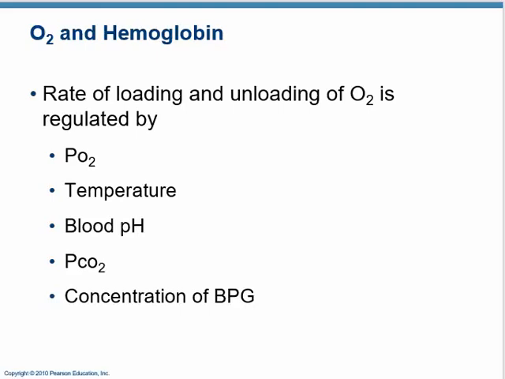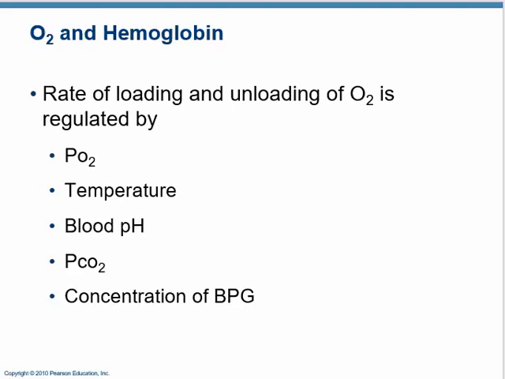The partial pressure of CO2 works the opposite of the partial pressure of oxygen. So the more CO2 there is, the CO2 will bind to the globin of the hemoglobin, we'll see, and then that makes the affinity for oxygen less, so more oxygen will leave. It's easier for the oxygen to leave if the presence of carbon dioxide is high, again, metabolically active tissue.